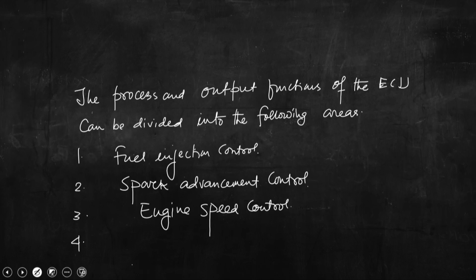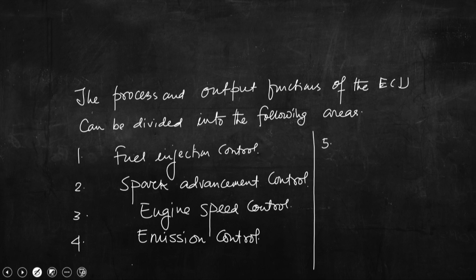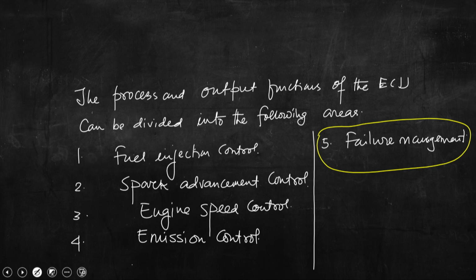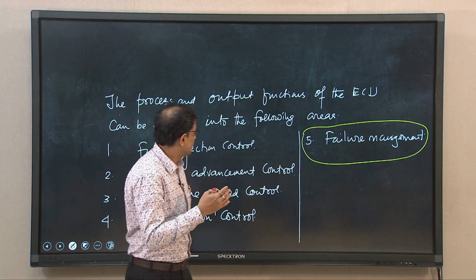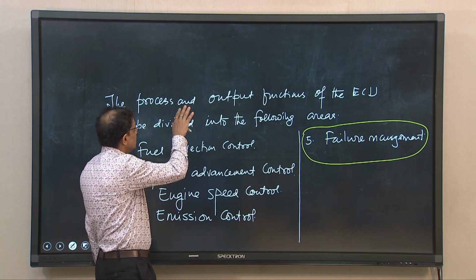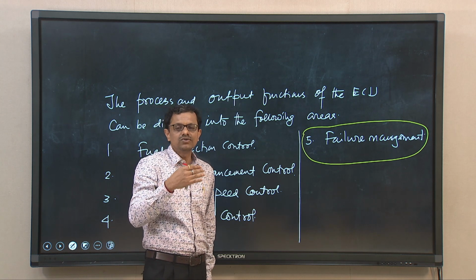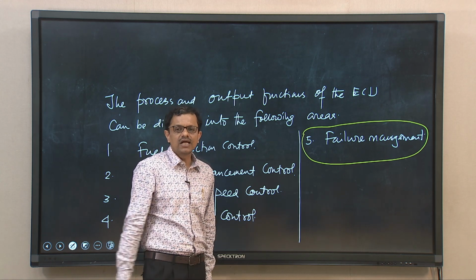Then 4 is emission control, which is also an important part for engine, and then 5 is failure management. Failure management, this part we shall be discussing a little later. Now, all these are basically the process, that means ECU or engine management systems should have some arrangement or provision for receiving signals from all these 5 areas. ECU would be able to process those signals and would be able to send some output commands immediately, ensuring smooth and safe operation of engine.